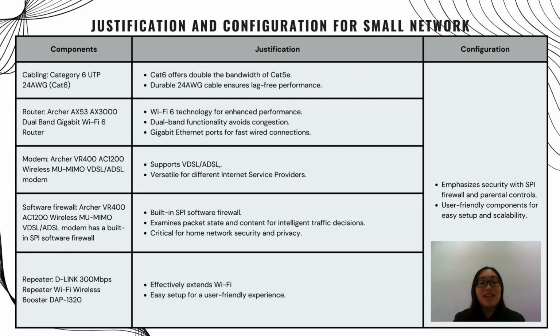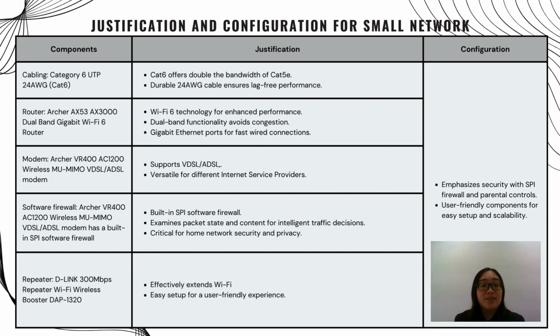Hi everyone, my name is Boon Siling with matrix number 81465. Today, I'm going to present on justification and configurations for small network home environment. The Cat6 cabling was chosen for its double bandwidth compared to Cat5e, ensuring seamless performance in high data activities. The thicker 24 AWG cable enhances durability and supports multiple devices.